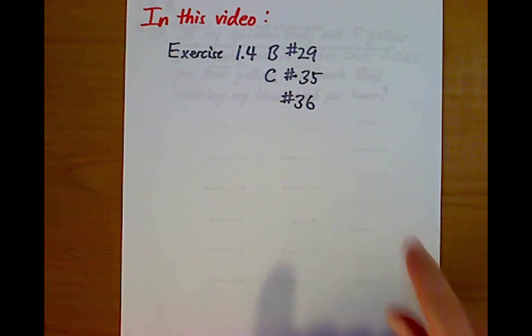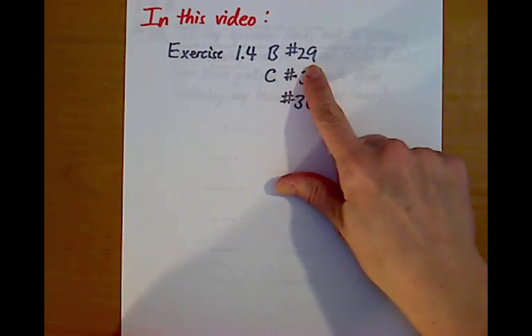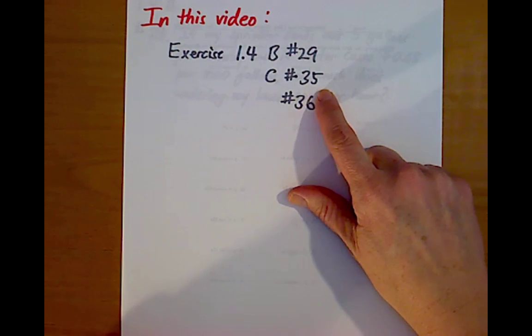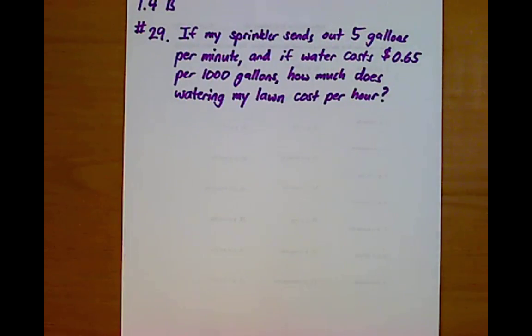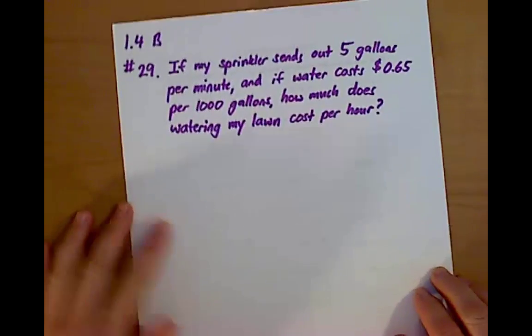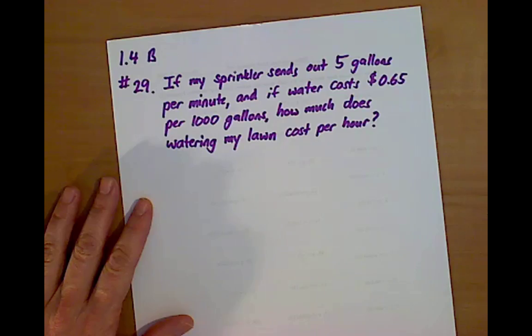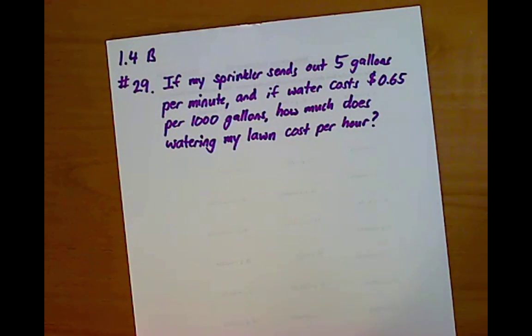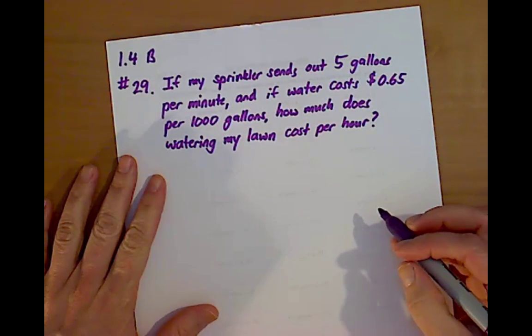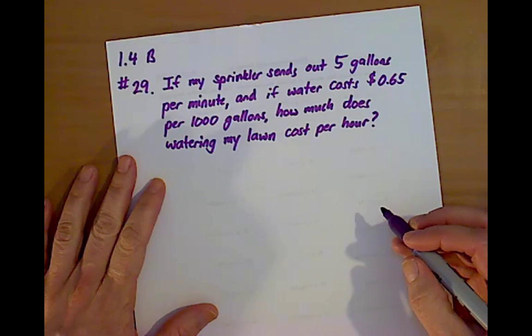Alright, so in this video we're going to go over 1.4b number 29, 1.4c number 35 and 36. So here's 1.4b number 29. If my sprinkler sends out 5 gallons per minute and if water costs 65 cents per 1,000 gallons, how much does watering my lawn cost per hour?